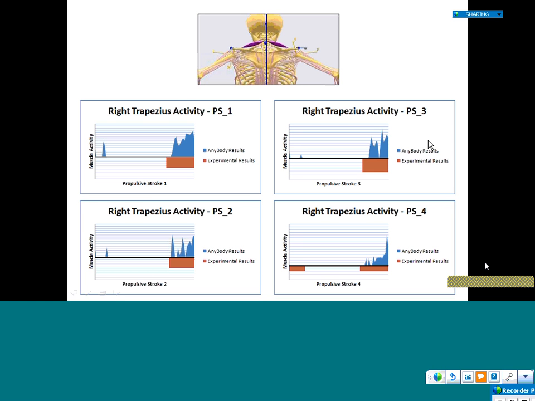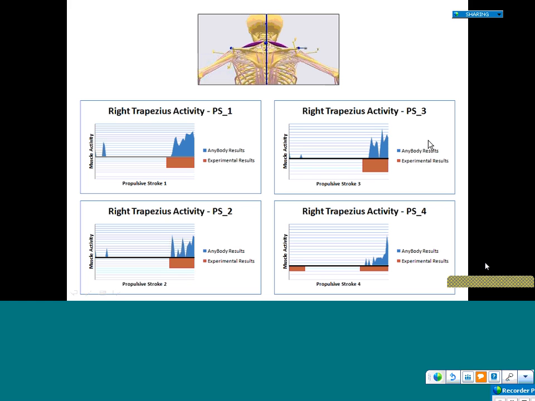So these first 4 push strokes, you can visually see a similarity between the computational results, the blue, and the experimental results, the red. On push strokes 1, 2, and 3, you see some muscle activity spikes as calculated by AnyBody. I ignore those as physiologically unrealizable results.